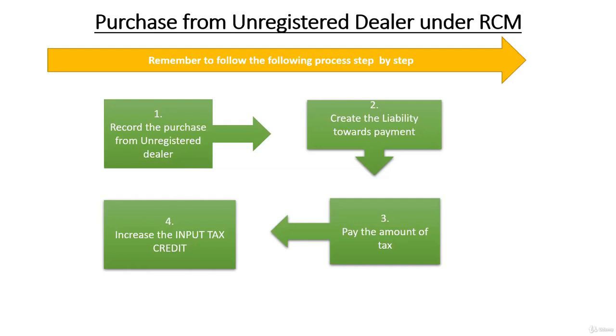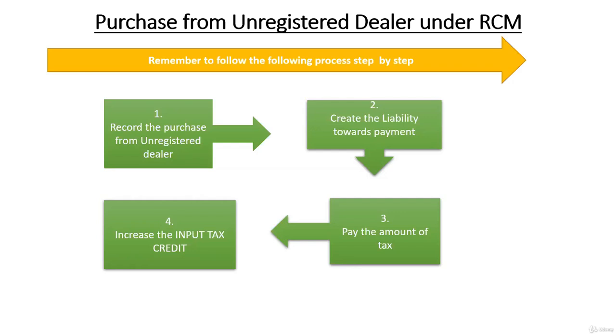Obviously, you have to increase your benefit. That's why you can avail the input tax credit. If you do not post the input tax credit, you will not be able to adjust or set off your tax amount against the reverse charge mechanism tax amount. Am I clear? You have to follow the simple four steps.